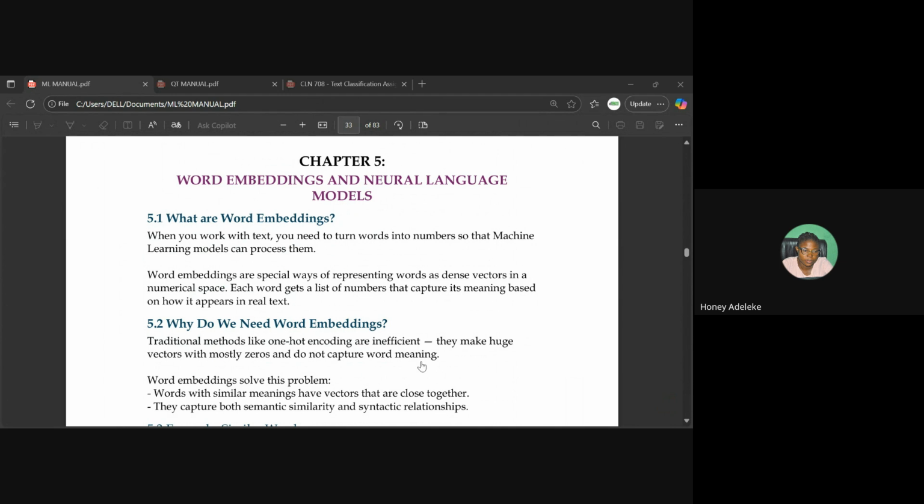All right, so in today's class, we are going to be talking about word embedding and neural language models. So we've been talking about machine learning in this course, and just like Mrs. Kafayat recapped, last week we talked about logistic regression, but today we are going to be talking about another concept, and that is word embeddings.